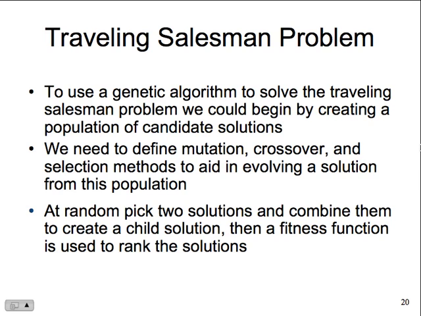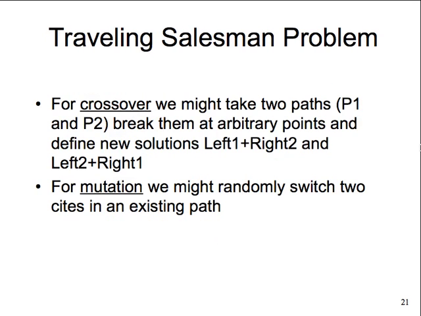And then at random, pick two solutions and combine them together to create a child solution. Switch the orders around and see if it's any better. Then, if a fitness score function is used to mark the solutions, use the fitness score function. And then you've got your solution.